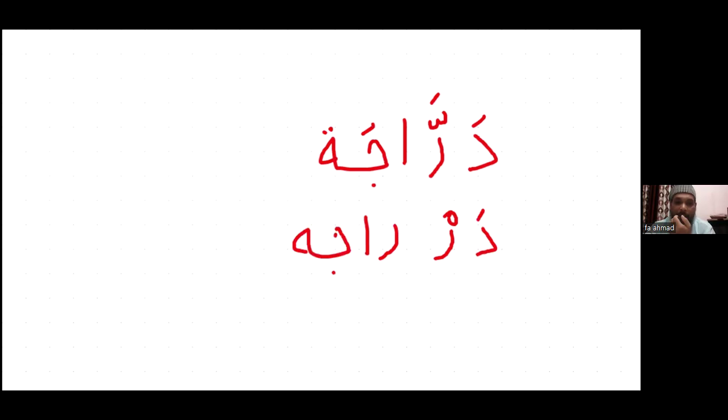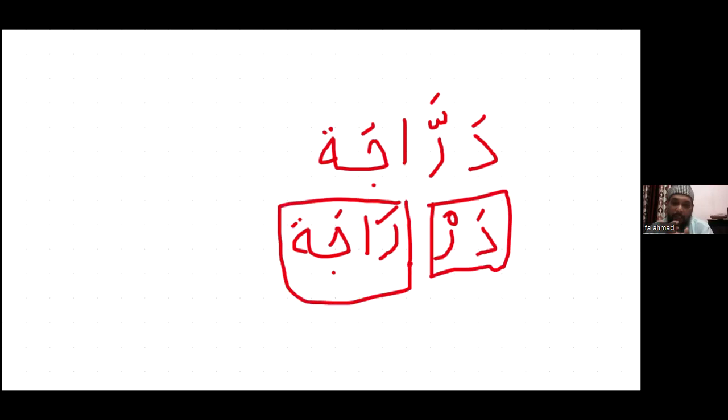Daraja. Okay, so Ra has Shadda. It means Ra is double. So in double, first Ra is Sakin. See, I open here. First Ra is Sakin, Dar, and second Ra is Fatha, right? Second Ra has Fatha. Ra, Raja, Daraja.